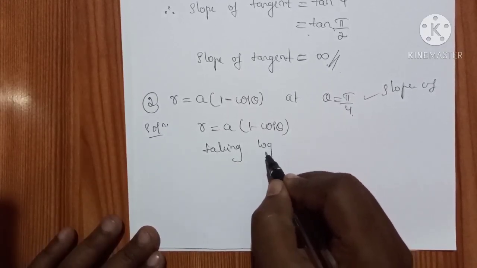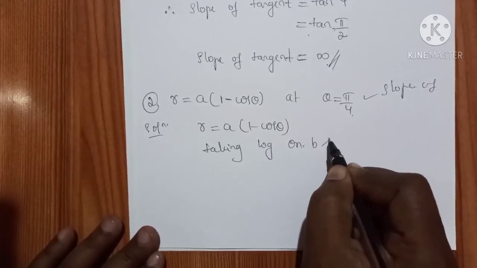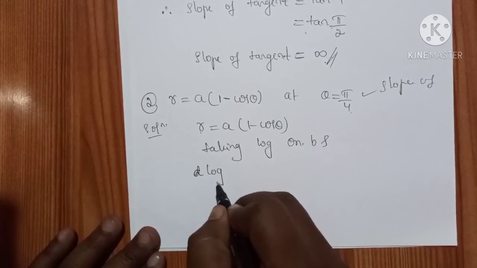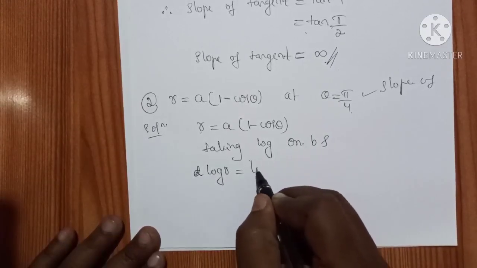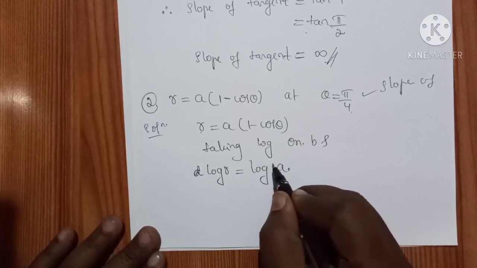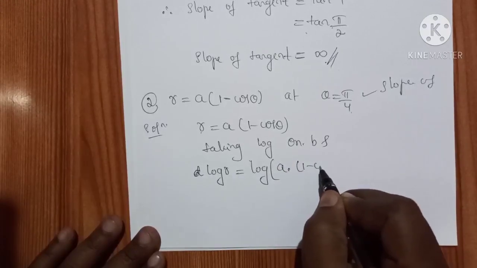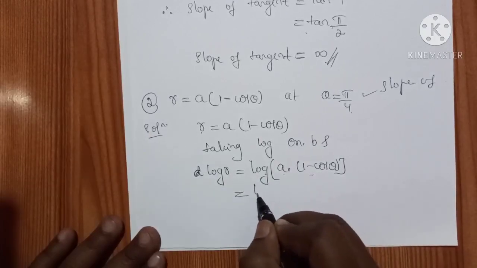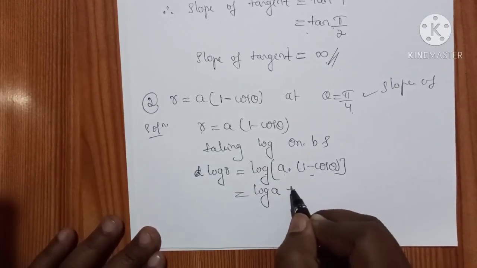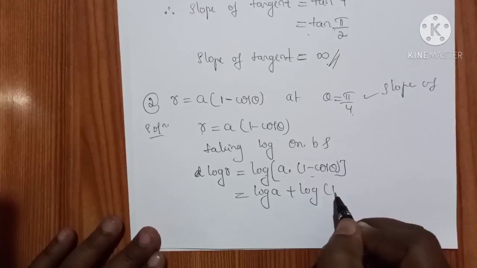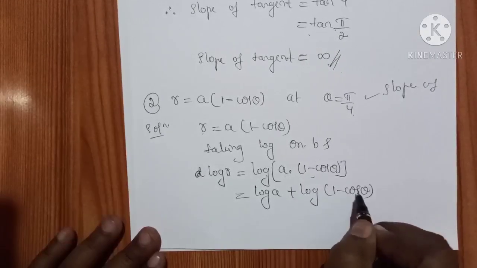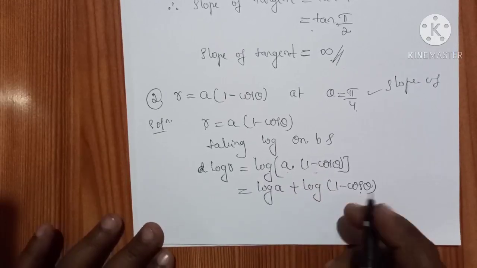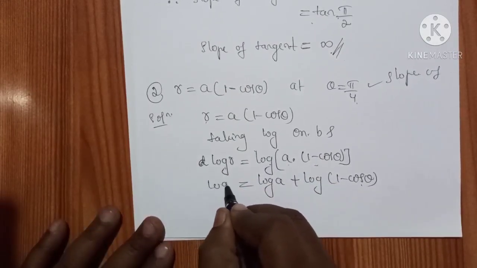Taking log on both sides, we get log r equals log of a into 1 minus cos theta. So using the log of m into n formula, we get log a plus log of 1 minus cos theta, because log of m into n is equal to log m plus log n. This log r as it is.